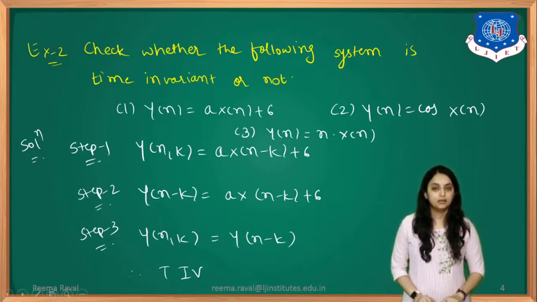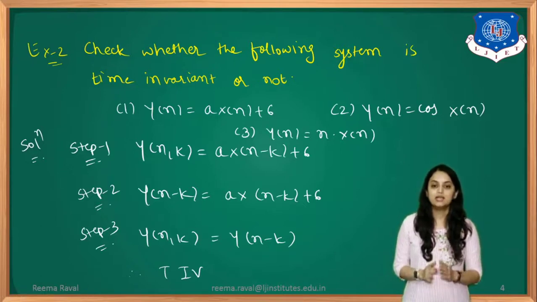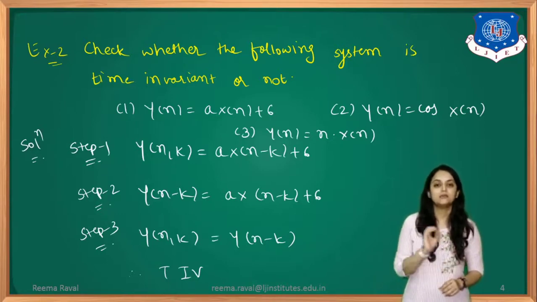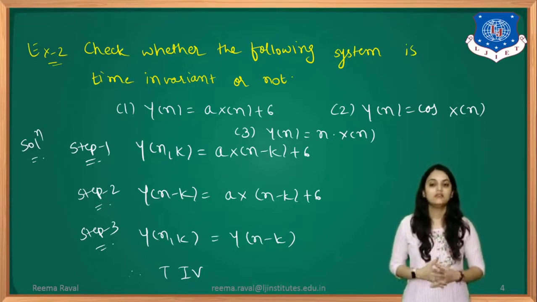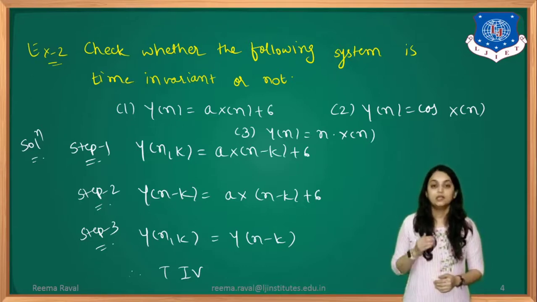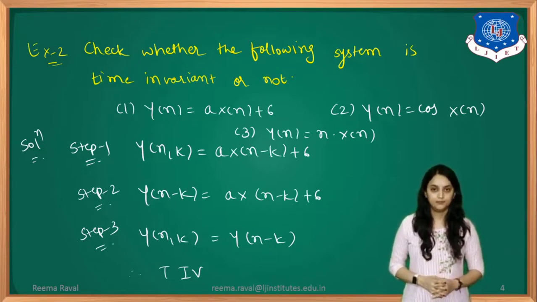Now, step number 2 is to delay the input by k samples. That means wherever n is there, replace n by n minus k. So again it will be the same, a into x of n minus k plus 6. Now if we compare these two, they both are equal. So we can say that this system is time invariant. That means it does not change with time.